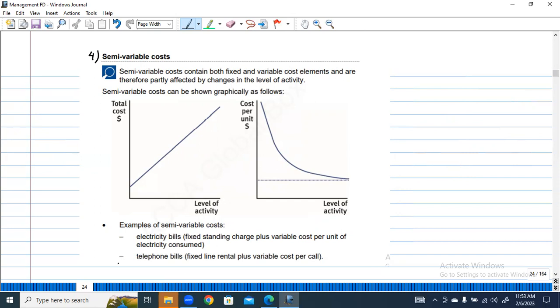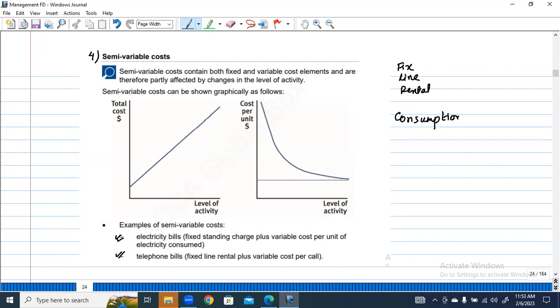A common example of semi-variable cost is your utility bills. For example, electricity bill, telephone bills, internet bills. Now in the bills, there are two things. Number one, a fixed line rental. And the second thing is a consumption based bill. How many units you are consuming.